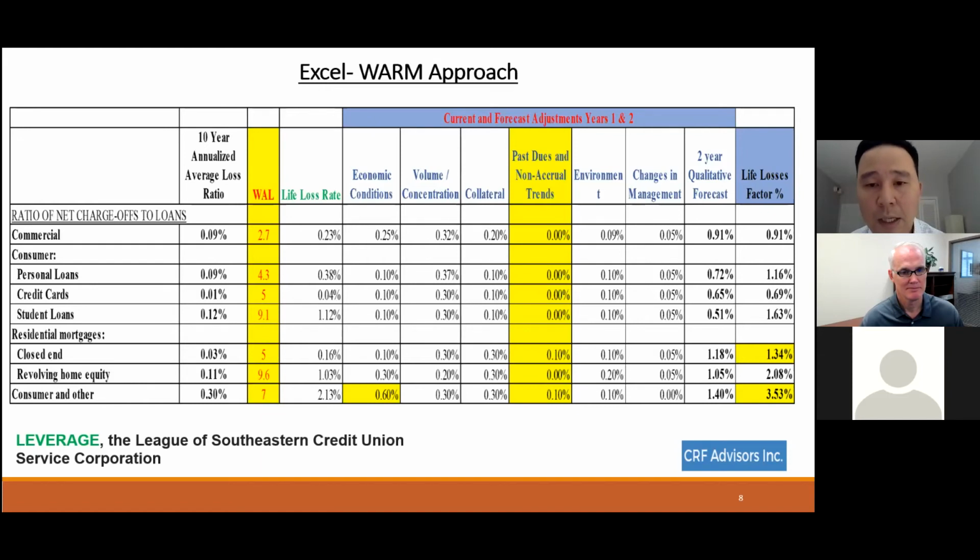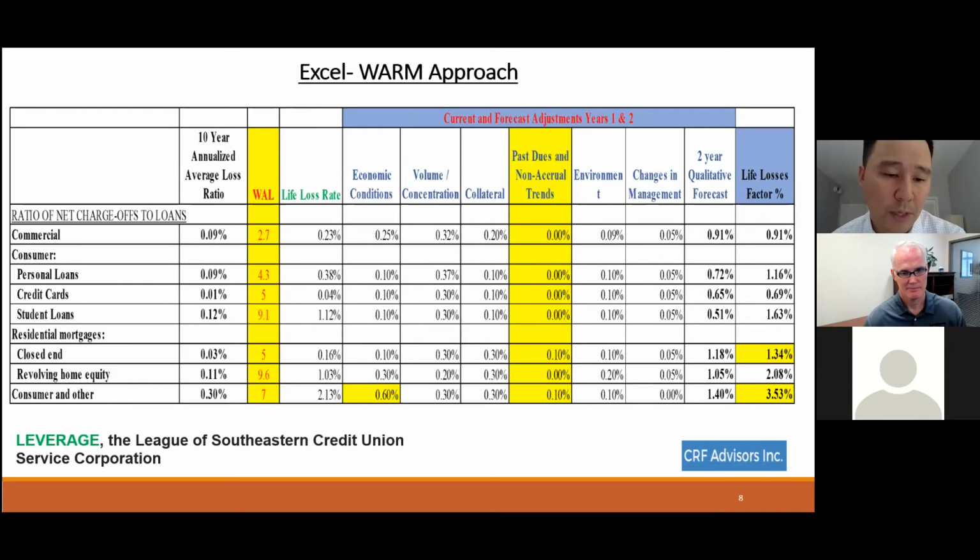But again, there is no requirement that you have to use more than one. Based off of looking at some of the risks in the various portfolios, it may be prudent to expand that a little bit. Once you calculate that life loss rate and apply the various qualitative factors, you accumulate an aggregate loss factor, and then you apply that ratio to your loan portfolio. So this is a very straightforward calculation.